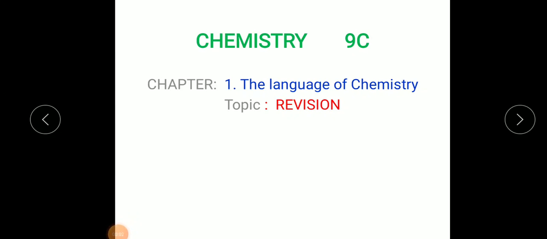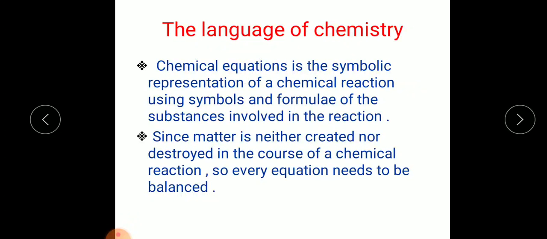Hello class 9C. As we are doing the revision for the chapter Language of Chemistry, today we'll study about chemical equations and how to balance chemical equations.